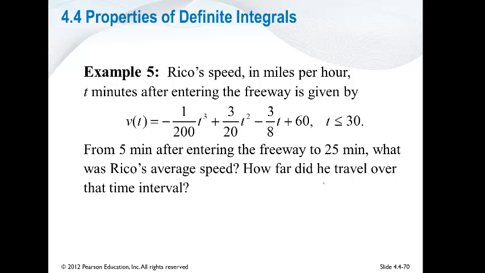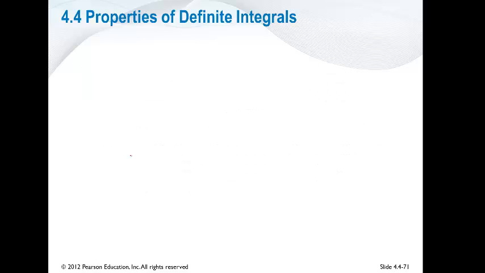Okay, so what do we have to figure out here? What are they asking us to do? Well, they ask for the average speed, and the speed is given here as the velocity function, so it means that we need to apply the average value formula for this average speed. So go ahead and let's do it.